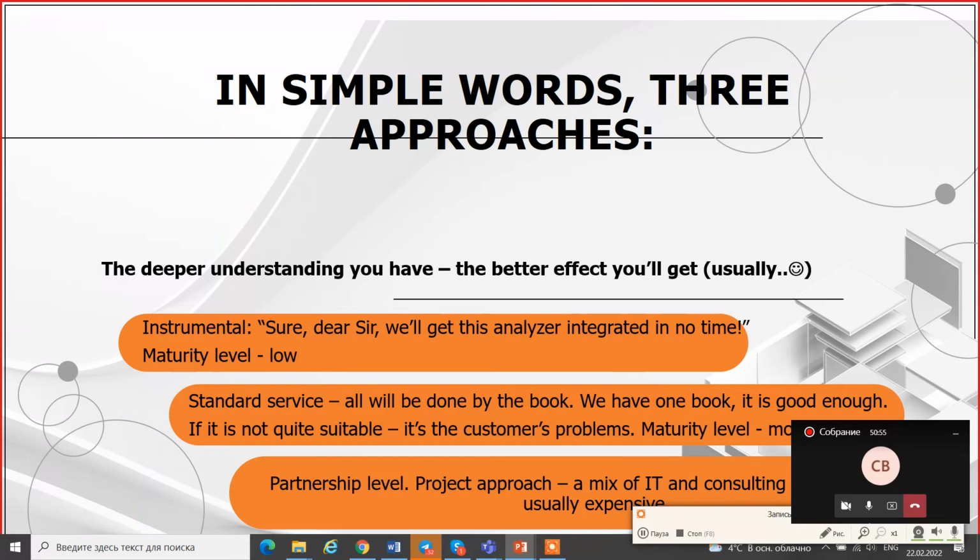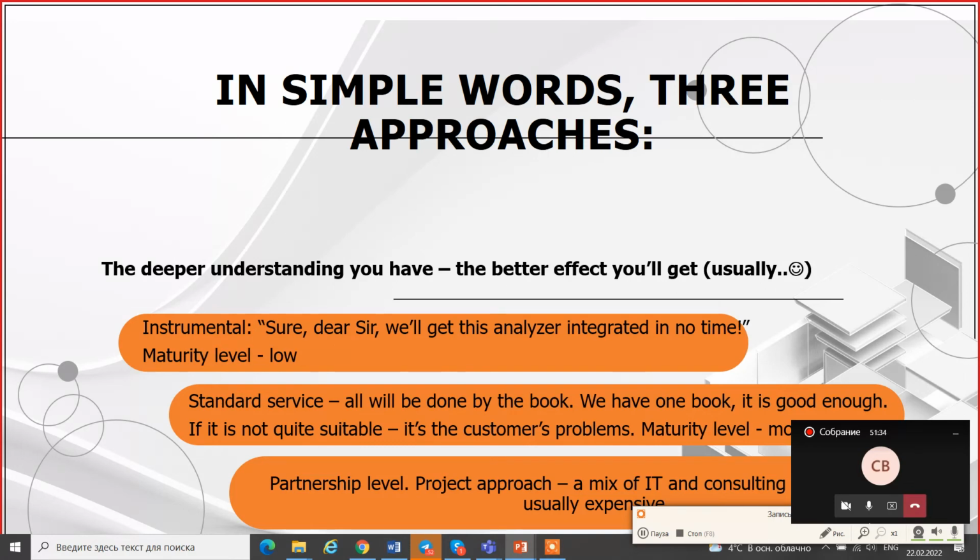Standard service. All will be done by the book. We have a PM book, we have a standard approach, we don't have the time or desire or the budget to communicate with you, to negotiate with you, to adapt anything for you. You didn't pay for this, you get what you get. Moderate maturity level, but extremely popular for high level implementations when the government says it is to be implemented by the end of the year. Here is a very small budget and no time. Come and make it. And it's very popular in Russia, and it has some unpretty aspects.